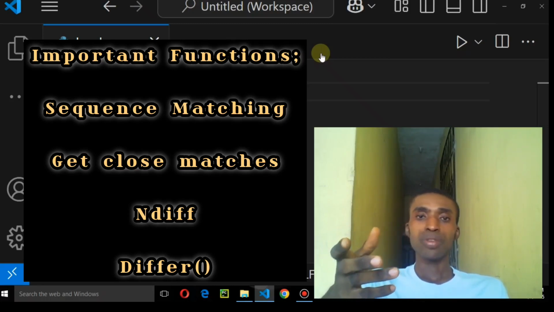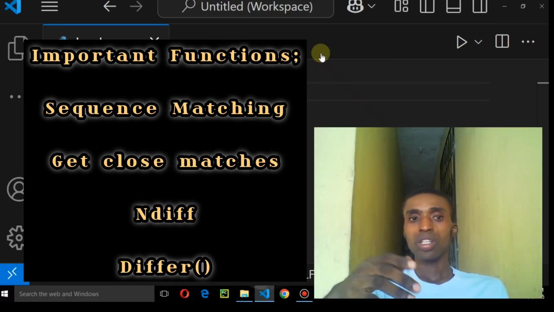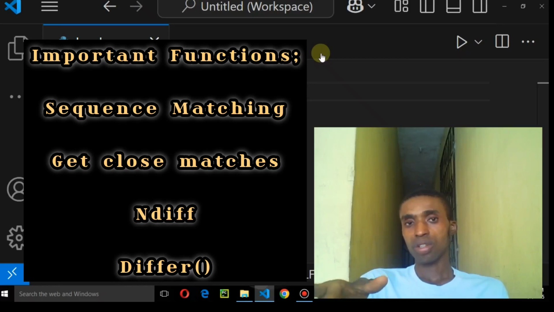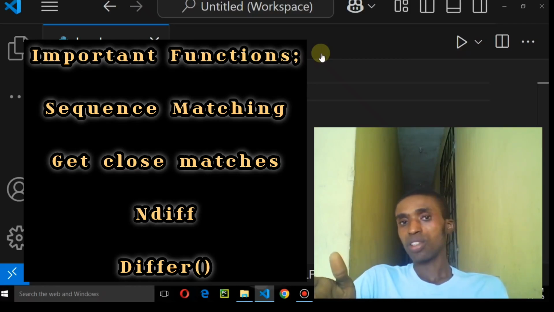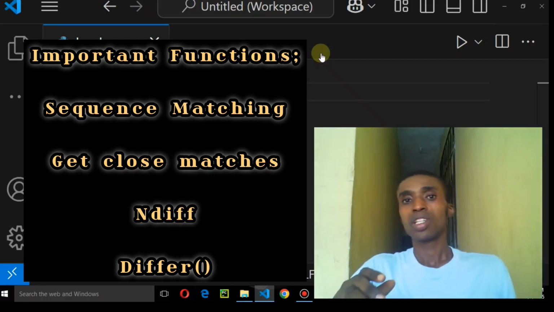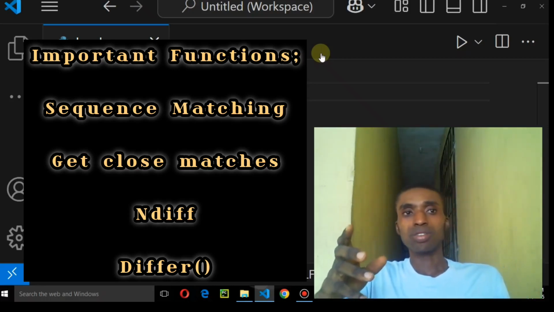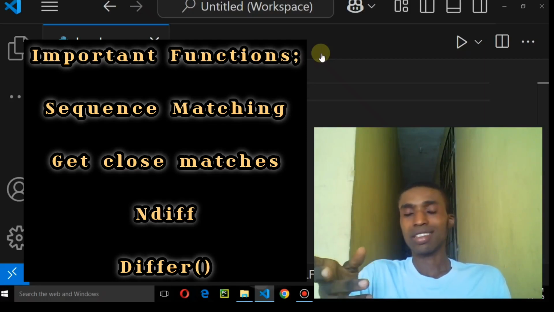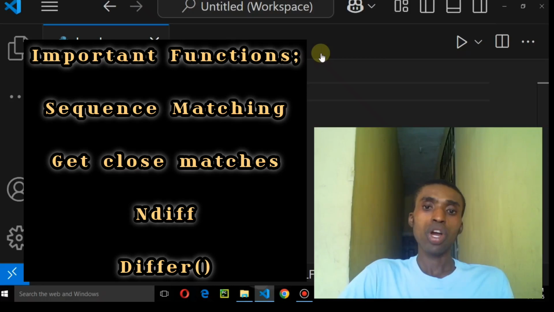So like I said, it's a built-in Python library, so you don't need to install it. It's already built in on Python. The advantages of the difflib library in the Python programming language: number one, it is easy to use. You don't need any strong background in libraries to understand how difflib works. Don't worry, as we go on in this video, you are going to see that it is very easy to understand.